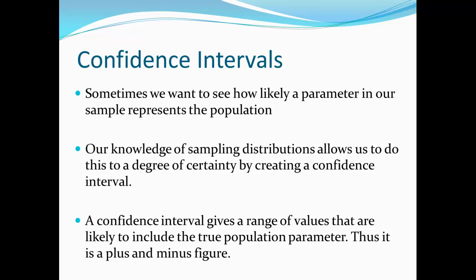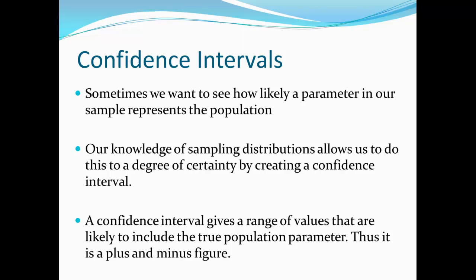So, as I put here, sometimes we want to see how likely a parameter in our sample represents the population. We're generally talking about means here as our basic examples. And with our knowledge of sampling distributions, if we have a large enough sample, we can say that the sampling distribution is normally distributed, and we know what the mean and standard deviation, or standard error, of that sampling distribution is. We can calculate how likely our own sample represents the true population.